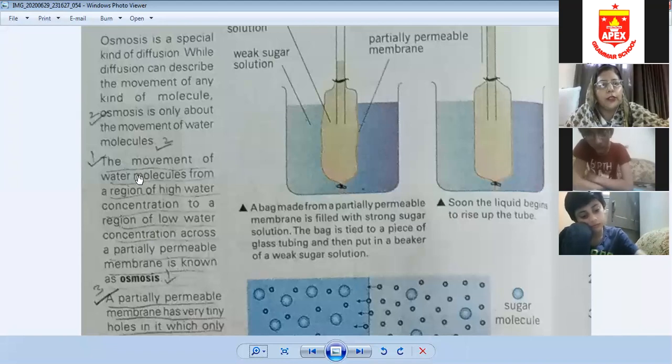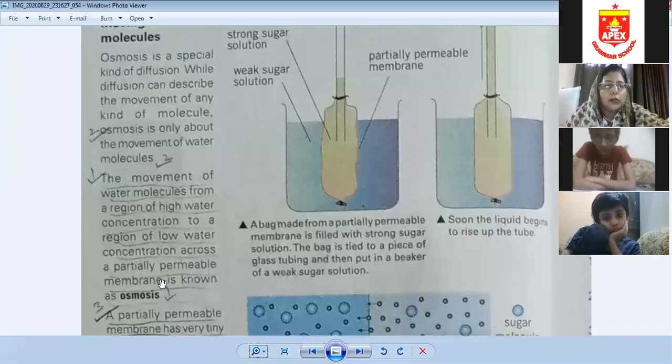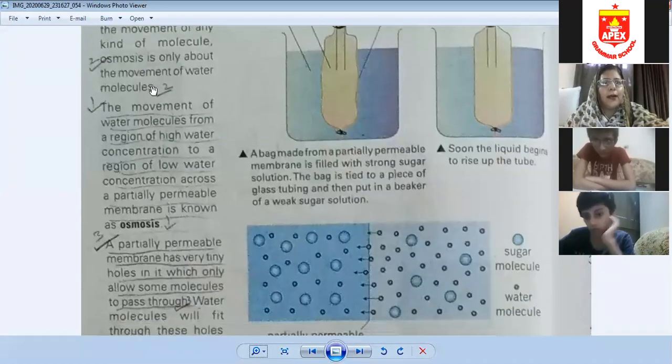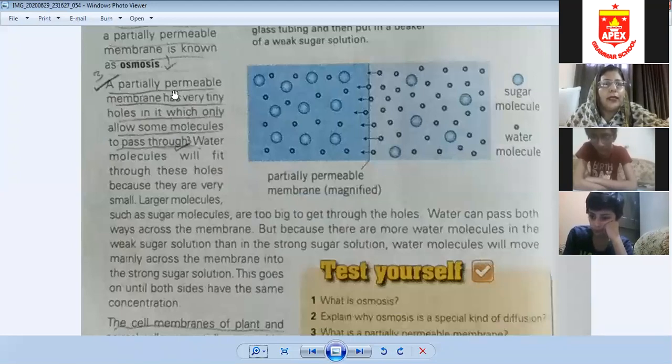The movement of water molecules, yes, we know. First of all, in osmosis, only water molecules are moved. Second, from higher concentration to lower concentration, and third, through a partially permeable membrane. A partially permeable membrane means a thin membrane in which some molecules can pass and some cannot. It has very tiny holes in it which only allow some molecules to pass through.